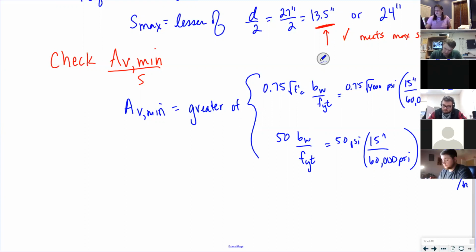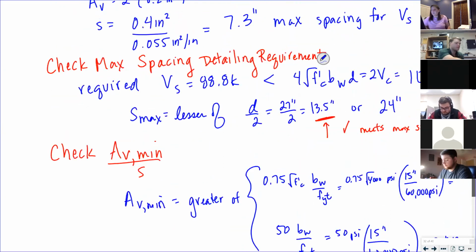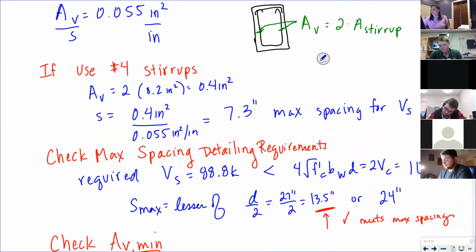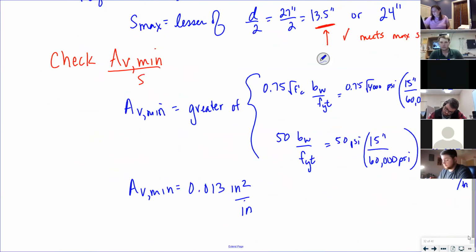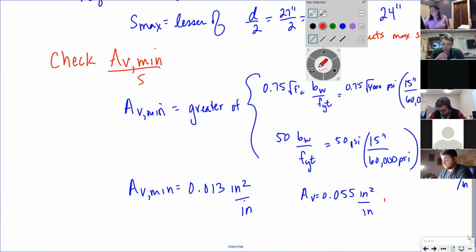At least at the edges. 0.013, and we are providing 0.055, right? So at least the ends meet Av min.